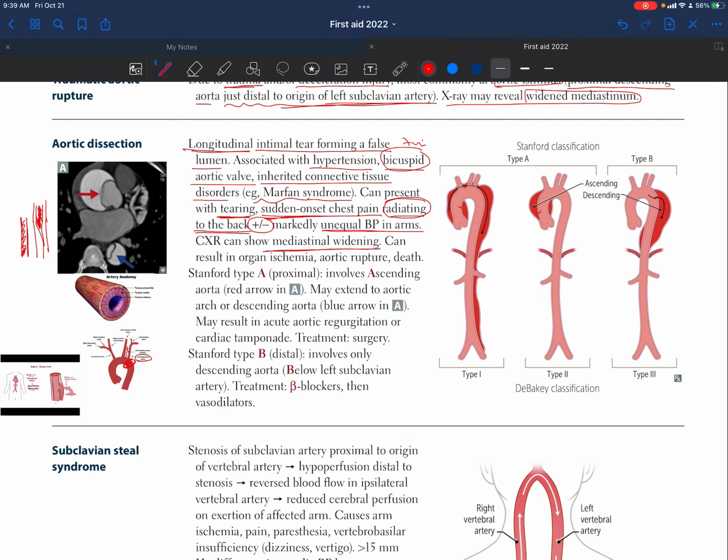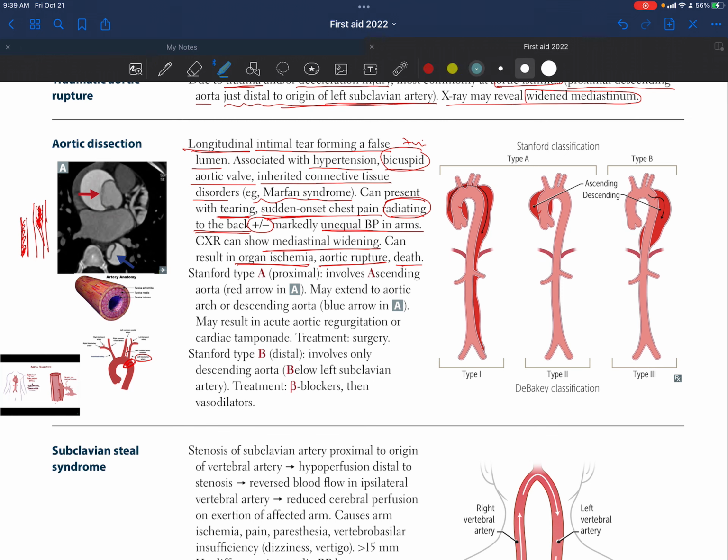The chest X-ray can show mediastinal widening, and it can result in organ ischemia, of course, because we're disrupting the structure of the aorta, so it may end up with ischemia to the organs. And also there is a risk of aortic rupture and death.